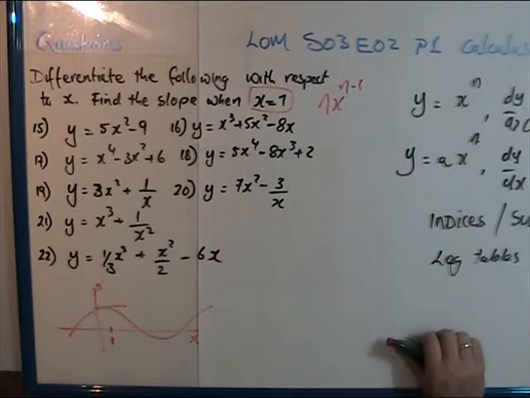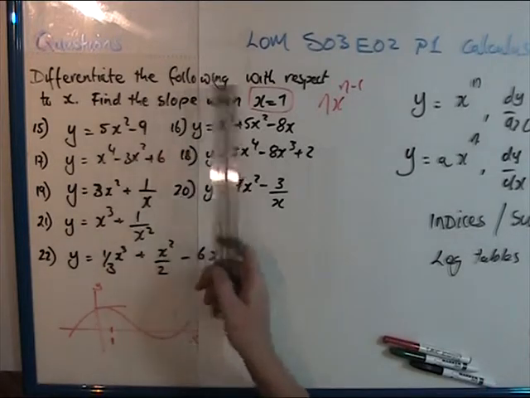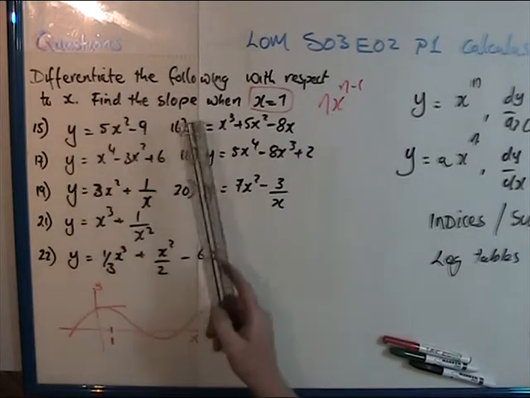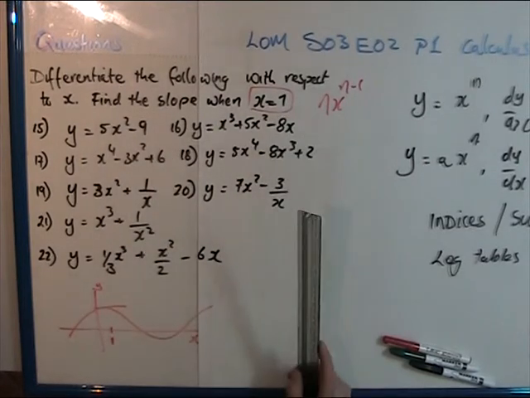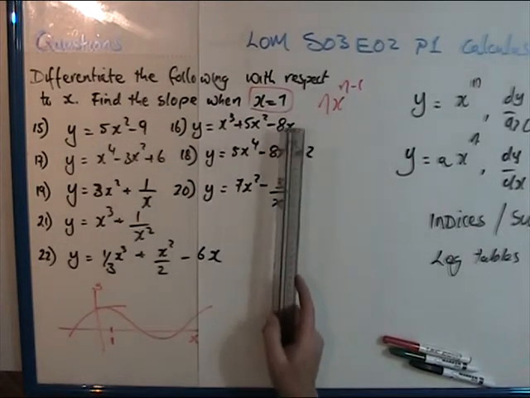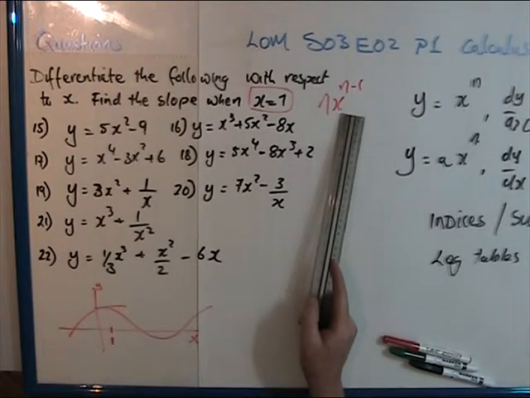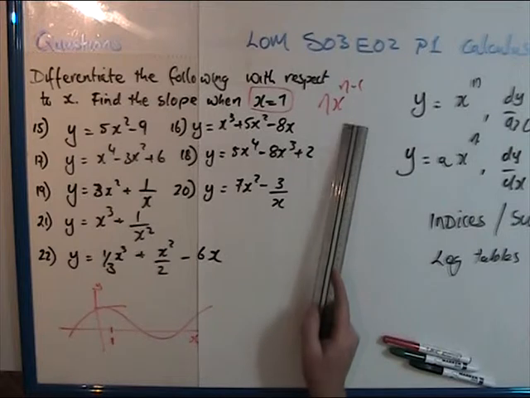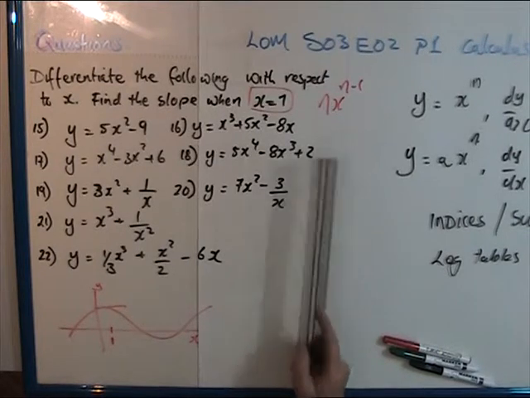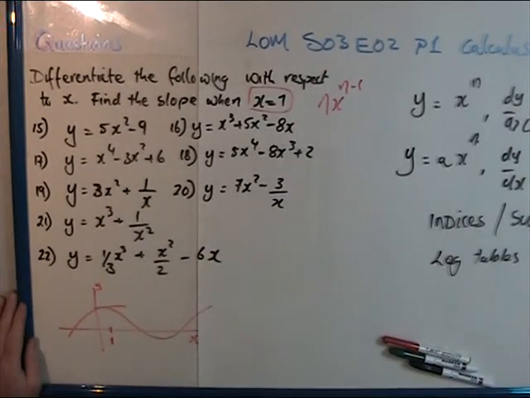Right, now here's a few questions here. Differentiate with respect to x. Find the slope when x is equal to 1. Now I'll explain this to you. You won't be using first principles here, you'll be using it by rule. There's the rule. The rule is on page 41 in your maths tables. I'm going to do a few questions now to show you how to get through them, and I'll come back to the rest of this.